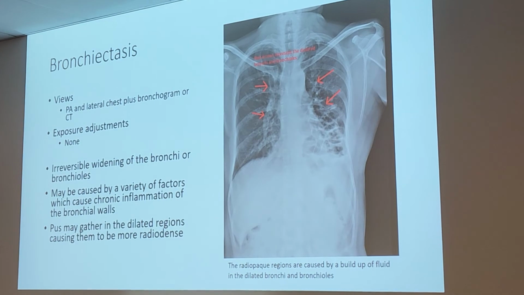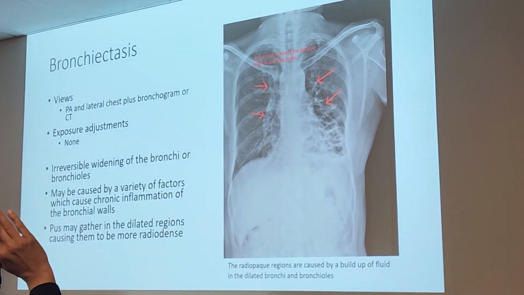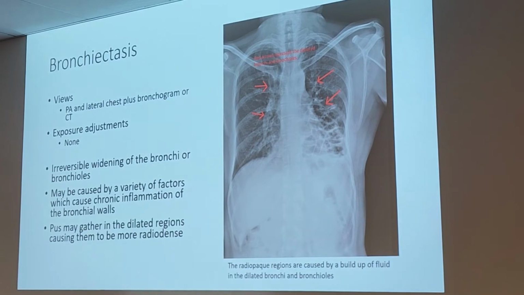Thank you. Okay, next up, bronchiectasis. This is an irreversible widening of the bronchi or the bronchioles. What are bronchi and bronchioles again? Branches. Branches of what? Of the lungs. Right, so not those branches. No.